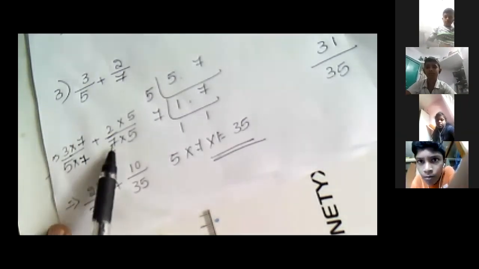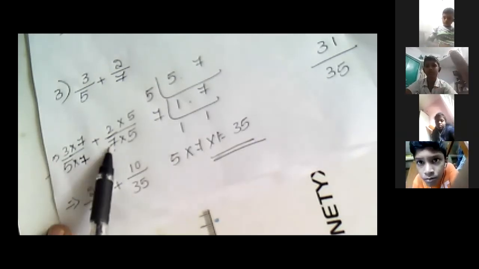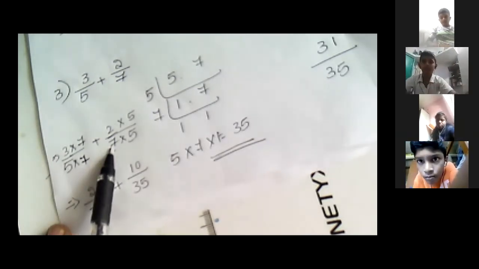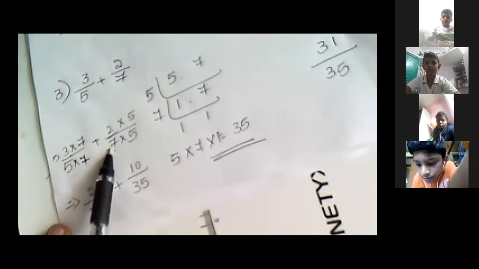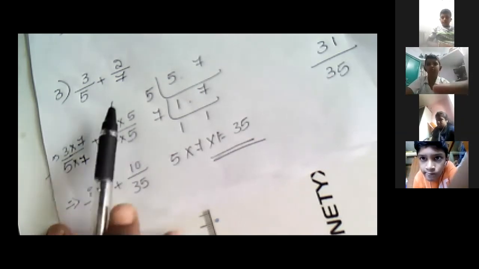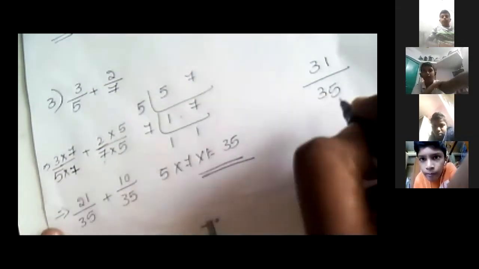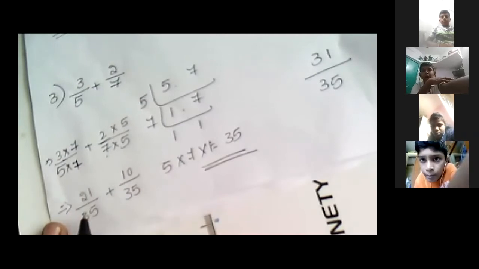And again in the 7 table, when 35 comes: 7 ones are 7, 7 twos are 14, 7 threes are 21, 7 fours are 28, 7 fives are 35. So 7 fives are 35, and the same 5 I'll copy for the numerator. 3 sevens are 21, 5 sevens are 35, 2 fives are 10, 7 fives are 35. So when we add these two numbers, 21 plus 10 is 31, 31 upon 35.